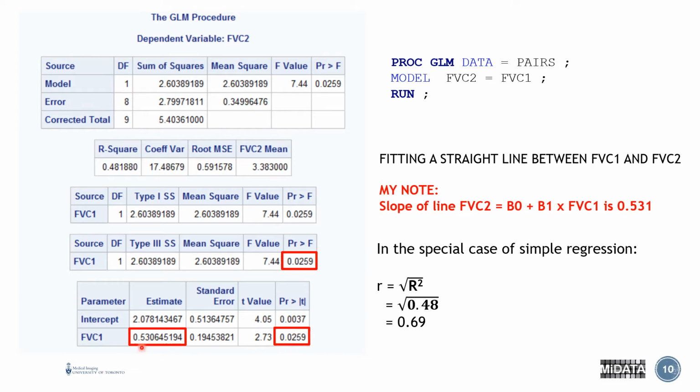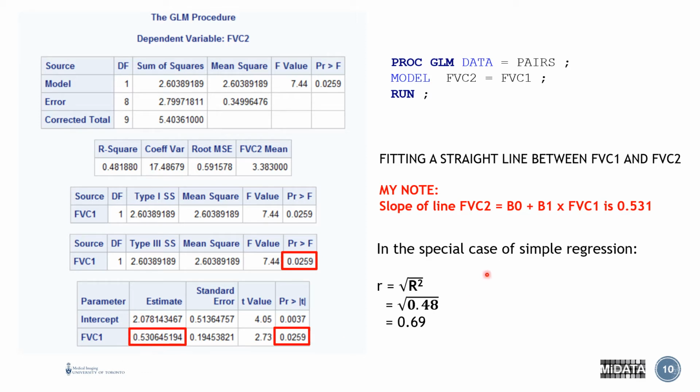Now you're going to say, this p-value looks fairly familiar, so hang on to that thought. Here is the slope of the line, right? So you have beta naught, which is your intercept, plus beta 1, which is your coefficient for your slope, times FVC1, which is your independent variable. And the slope in this case is 0.531, which is given here by this estimate.